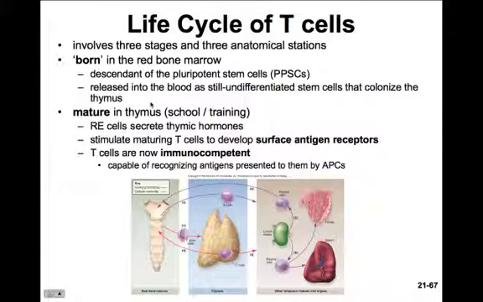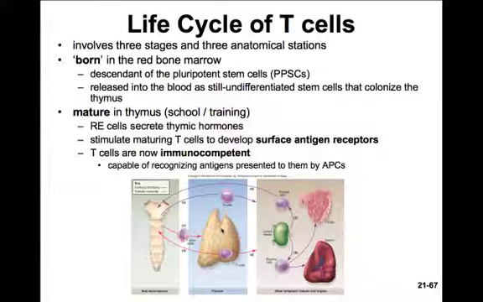It involves 3 stages and 3 anatomical stations. They begin by being born in the red bone marrow. As you'll recall, they're descendants of PPSCs, or pluripotent stem cells, and they were released into the blood as still undifferentiated stem cells, and then they colonize the thymus. In the thymus, they're essentially in school or training. This is the site that they mature.